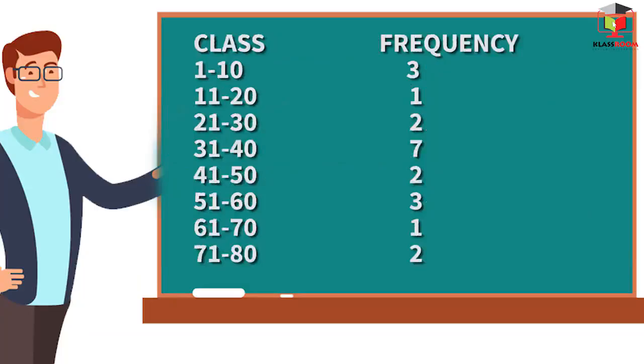Example: class, tally, and frequency. Under class, we have 1 to 10, 11 to 20, 21 to 30, 31 to 40, 41 to 50, 51 to 60, 61 to 70, 71 to 80. The frequencies are 3, 1, 2, 7, 2, 3, 1, 2, and 20.